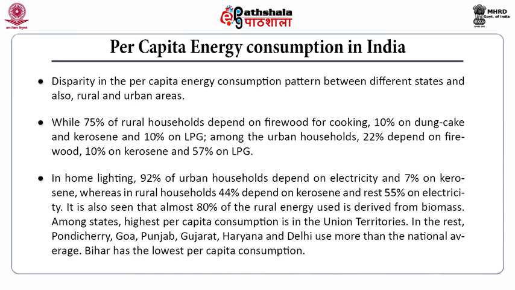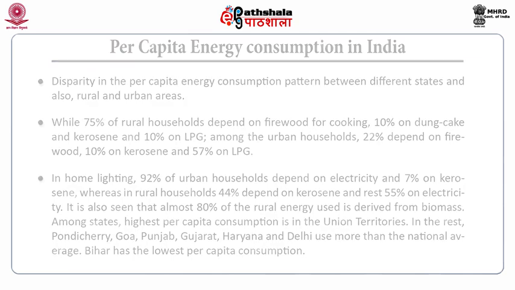Among the states, the highest per capita consumption is in the Union Territories. In the rest, Pondicherry, Goa, Punjab, Gujarat, Haryana and Delhi use more than the national average. And Bihar has the lowest per capita consumption.